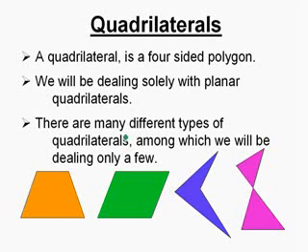Quadrilaterals. A quadrilateral is a 4-sided polygon. We will be dealing solely with planar quadrilaterals. What this means is that they're all flat. You can draw each one on a piece of paper. They're 2-dimensional. A non-planar quadrilateral would be one that comes into the 3rd dimension.